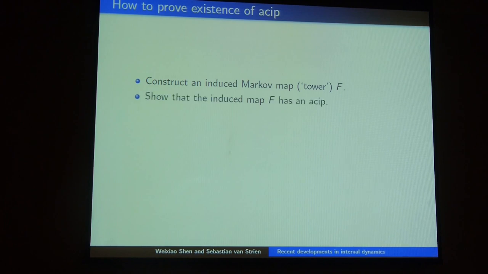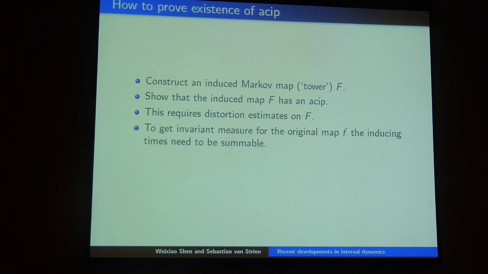Then the first step is to show that capital F has an ASIC. To do this, we need to get a distortion estimate for capital F, or we have to construct F so that it satisfies this condition. Then to get an invariant measure for the original map, small f, we need to show something extra: the return time has to be summable. I will make it slightly more precise later. To do this, we have to quantify the expanding properties of the original map.